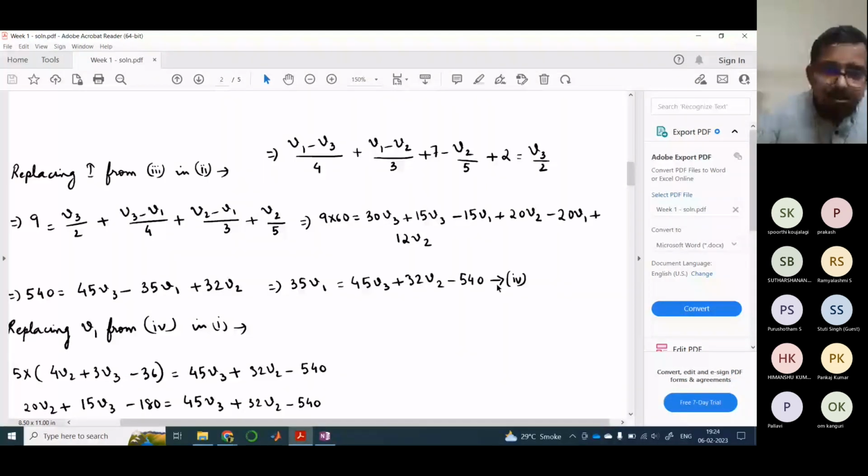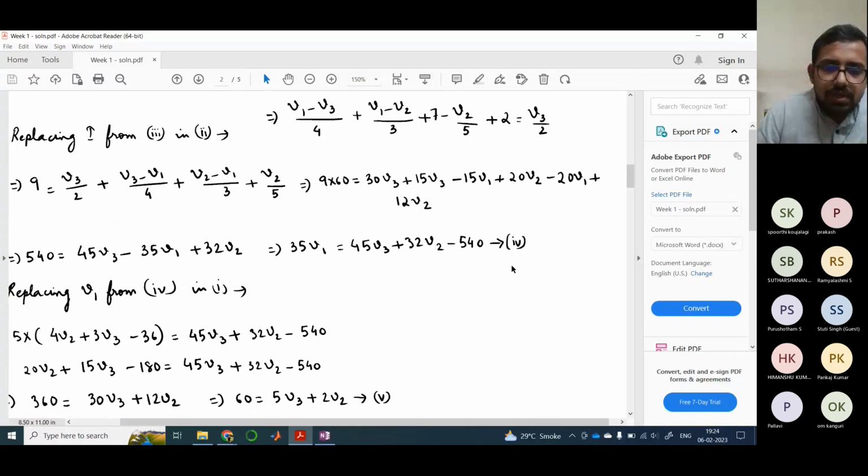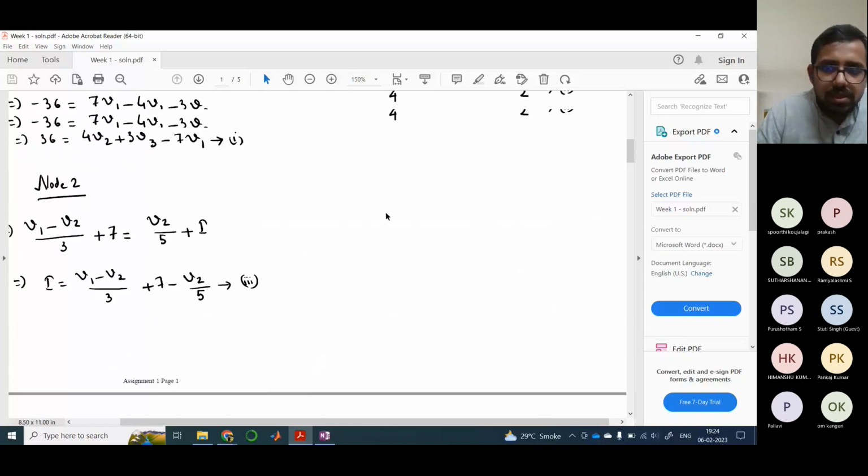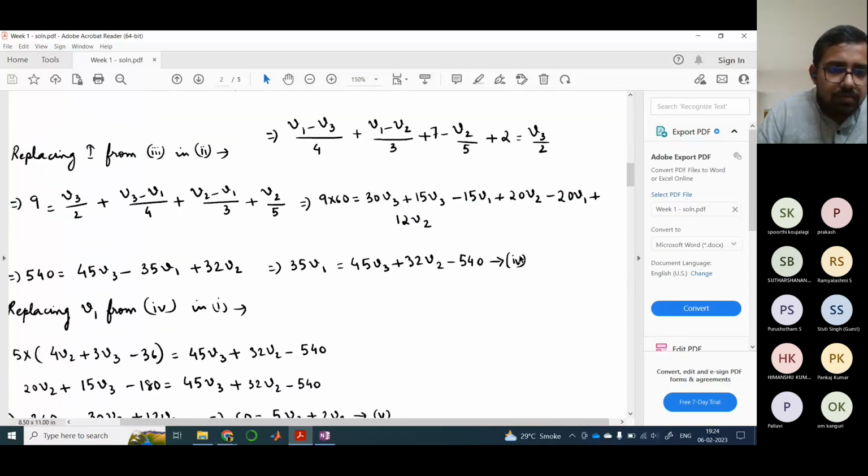As you can see, these are pretty large equations, and you need to solve them very carefully. One silly mistake at any point, and you won't arrive at the right answer. So please solve them carefully, with a cool head, while you are doing the assignments. Now we get equation number 4 after replacing I from equation 3 in 2.